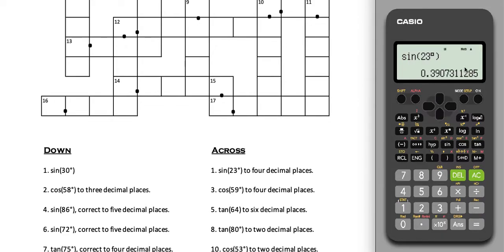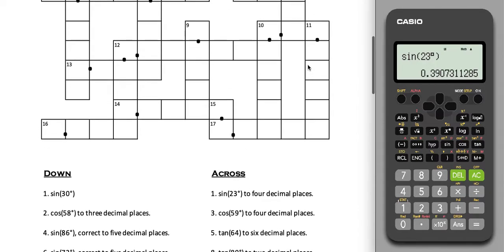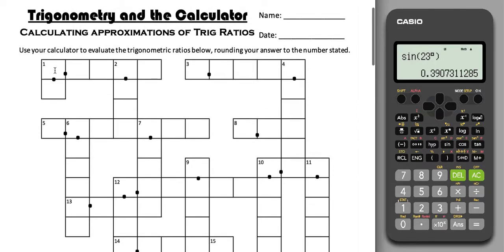This will come up with the result 0.39073111285, and I want this to 4 decimal places. So 3907, is that 3 big or small? It's small, so I just cut it off. 0.3907. So I'll place that in this section here, 03907.